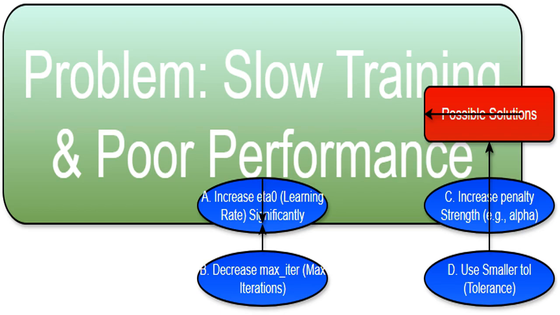My SGDRegressor is running too slowly, and the predictions aren't very accurate. This could be because of several reasons, like inappropriate settings for the learning rate, or the model being too complex. I need to find a way to improve it.